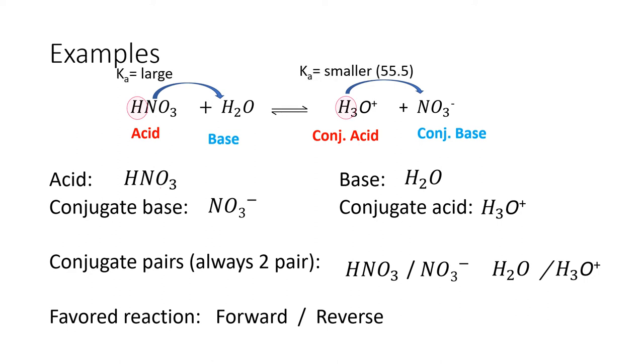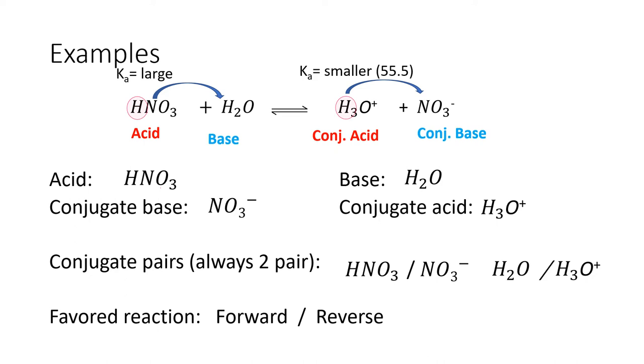On the chart, we find the Ka of nitric acid is larger. It might even say very large, but it's a strong acid. Hydronium is smaller. It's not actually listed on the chart you received, but you can see 55.5. You should jot that down because that will be used on your homework pages. You can see that it's definitely smaller.